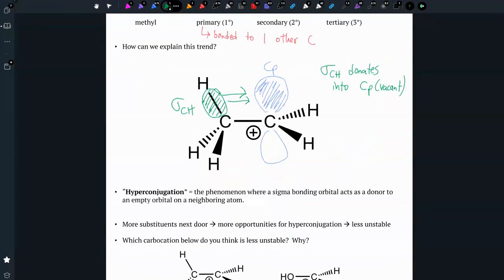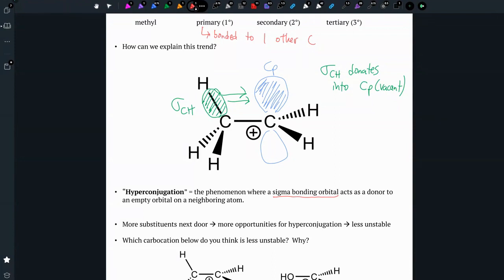This is related to resonance. It's not quite resonance. So we give it a different name. Resonance we generally consider when a lone pair or a pi bond is being shared with a vacant orbital. But in this case, it's what we call hyperconjugation. So in hyperconjugation, we have a sigma bonding orbital. That's what defines hyperconjugation. We have a sigma bonding orbital that's donating electron density to an empty orbital, in this case, the empty p orbital on the carbocation. So it turns out that has something of a stabilizing effect.